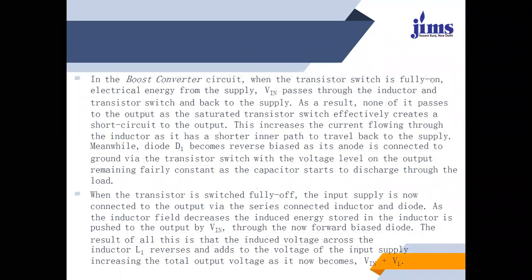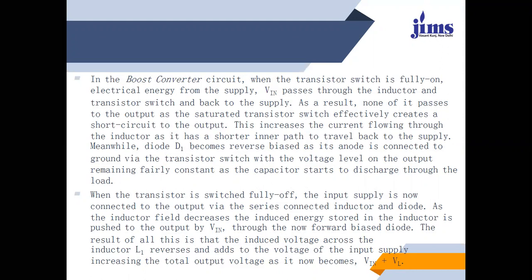In the boost converter circuit, when the transistor switch is fully on, electrical energy from the supply Vin passes through the inductor and the transistor switch and back to the supply. As a result, none of it passes to the output as the saturated transistor switch effectively creates a short circuit to the output. This increases the current flowing through the inductor as it has a shorter path to travel back to the supply. Meanwhile, diode D1 becomes reverse biased as its anode is connected to ground via the transistor switch, with the voltage level on the output remaining fairly constant as the capacitor starts to discharge through the load.